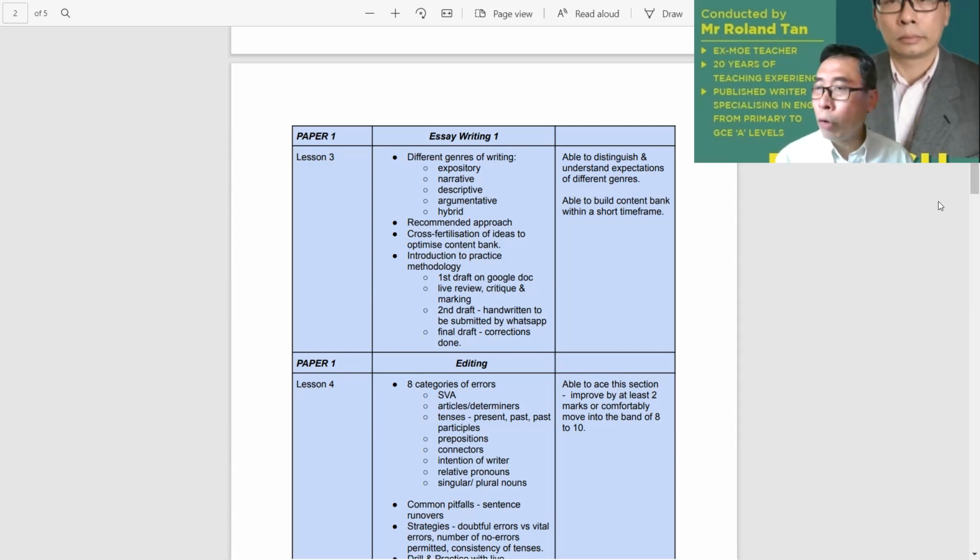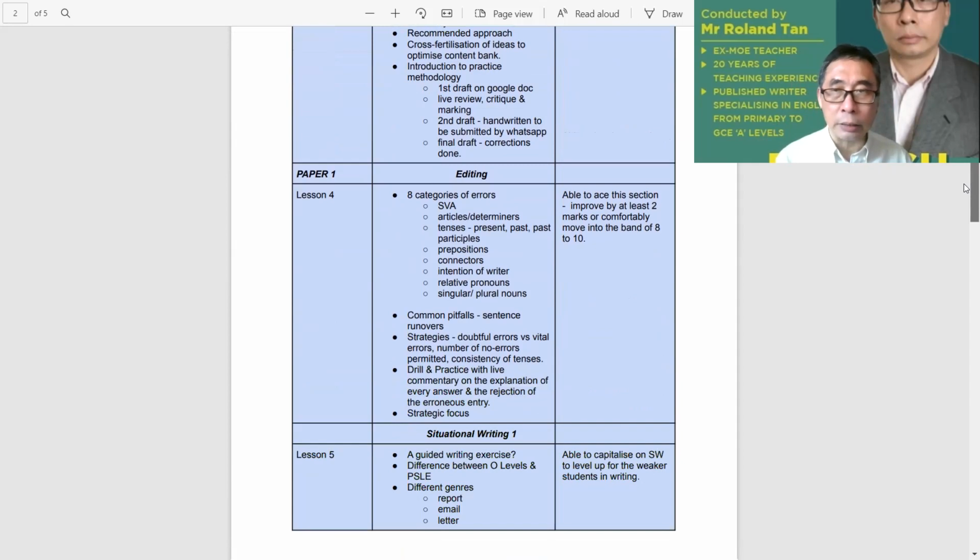Next, we move on to paper one, editing. Well, editing is a no-brainer. Why do I say that? Because you can quite easily predict what kind of items will come out. So I have listed here 8 categories of common errors: subject-verb agreement, articles, determiners, tenses (present, past, past participles), prepositions, connectors, the intention of the writer, relative pronouns, and singular and plural nouns.